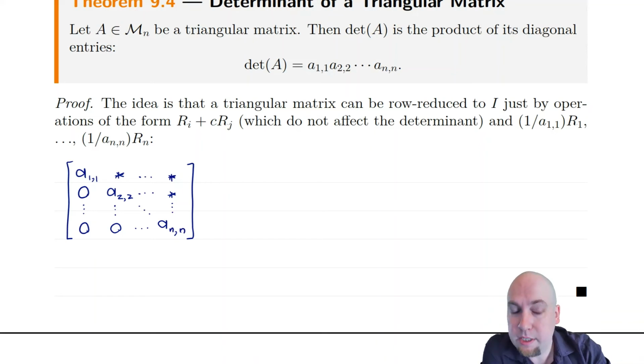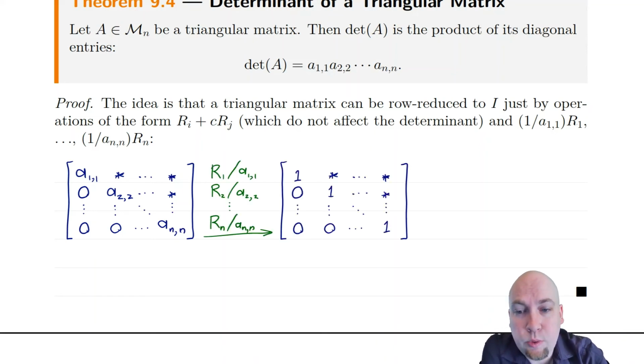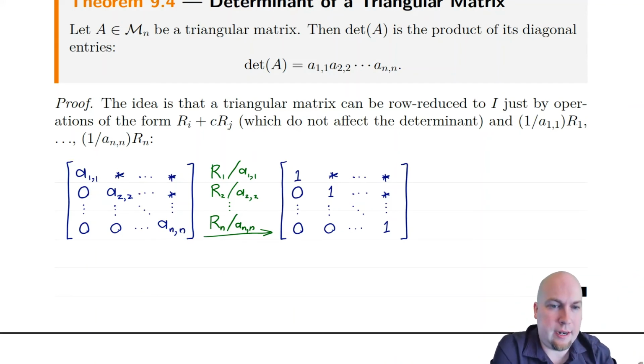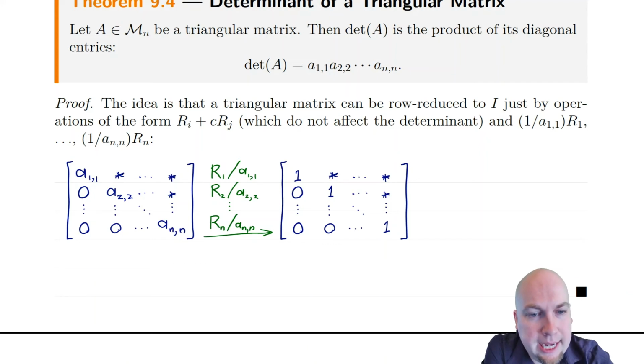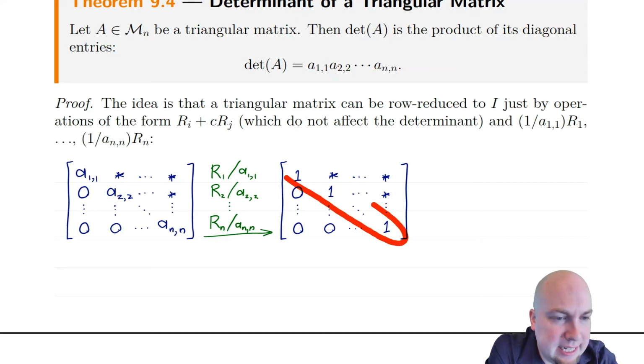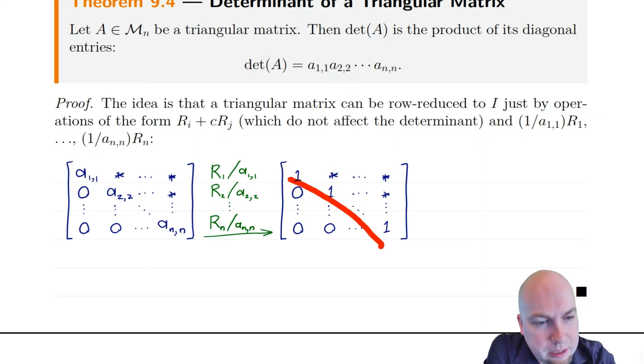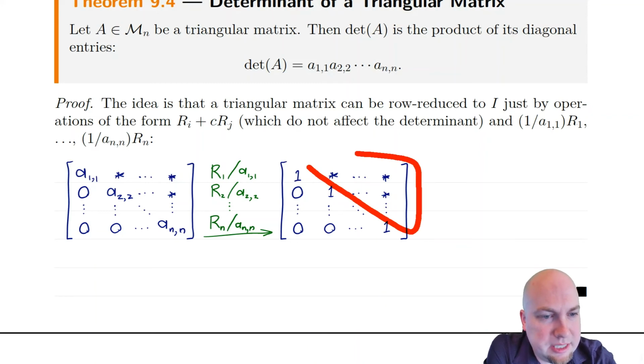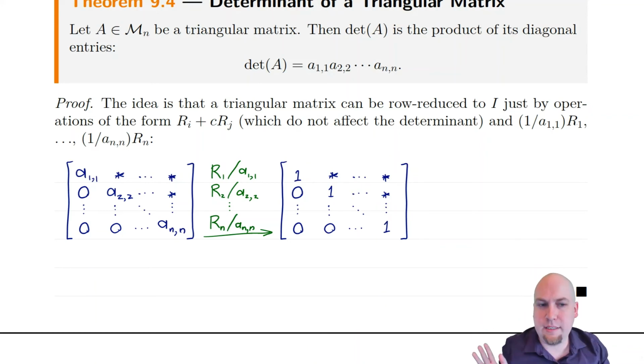Then I want to turn this into the identity matrix. The first thing towards that is I'm just going to rescale each of the rows so that these leading entries are now 1s instead of whatever they are. I'm going to divide row 1 by A11, divide row 2 by A22, all the way up to dividing row n by ANN. Then I'll have the identity down the diagonal, still zeros in the bottom left, and some junk up in the top right. I don't particularly care what junk is up in the top right because it's not going to matter.